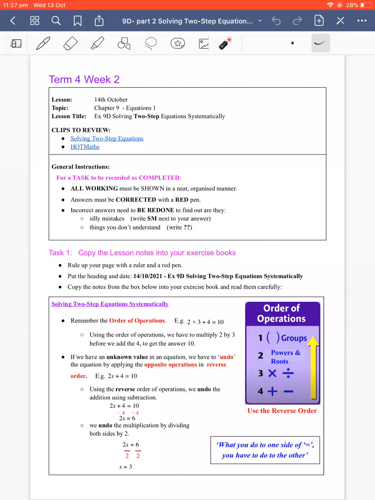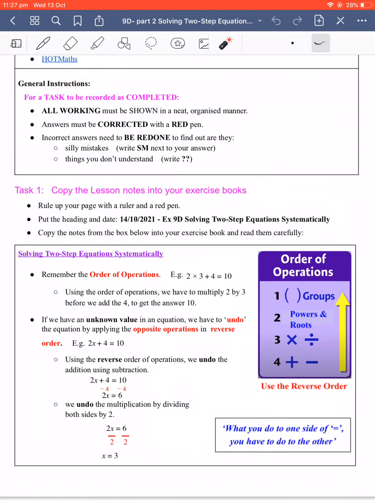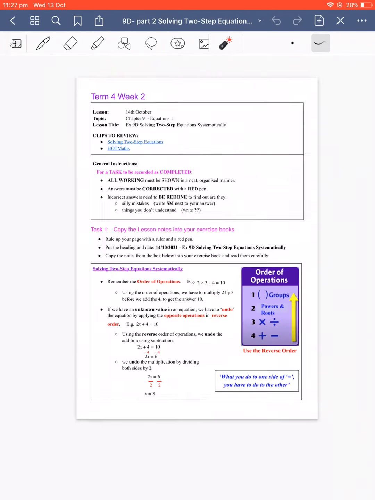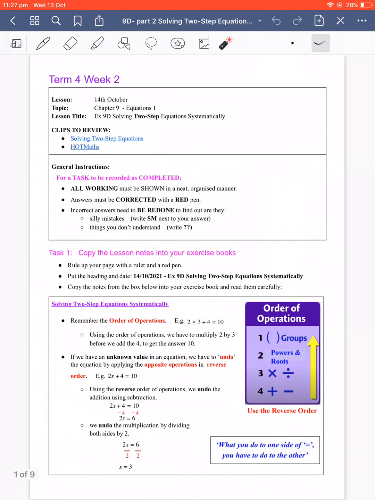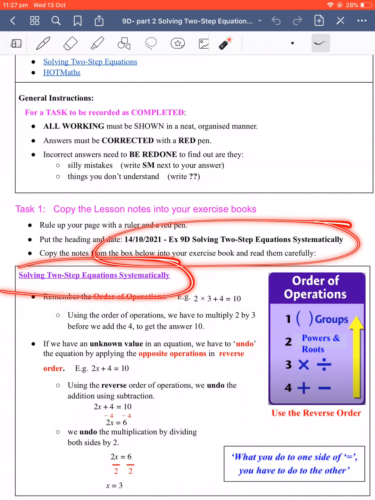Final tutorial on exercise 9D. As per usual, you always have clips to review up the top. So going through your notes, and then we will go through the quick notes just as another version. So let's put in our heading and we put in our date.